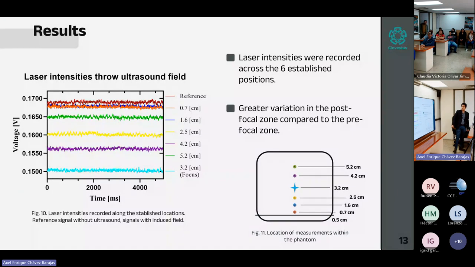Passing to the results, I present in this figure 10 the laser intensity recorded along the established locations, with a reference signal without any ultrasound, because we want to compare the variations in the intensity. As we can see here, laser intensities were recorded across the 6 established positions, and we can notice that the locations near the interface between water and phantom present less variation compared to the postfocal locations. This may be due to the ultrasound propagation itself.